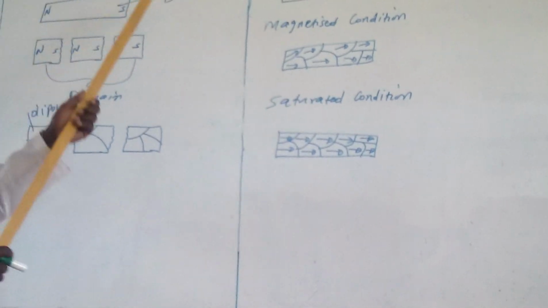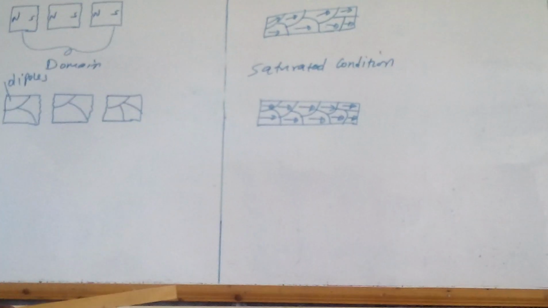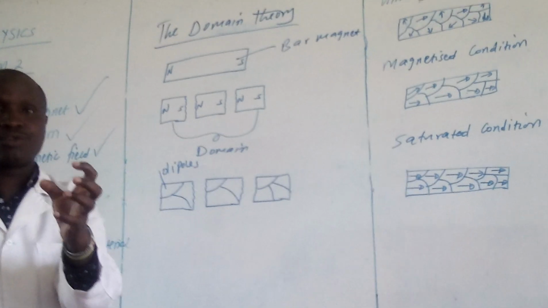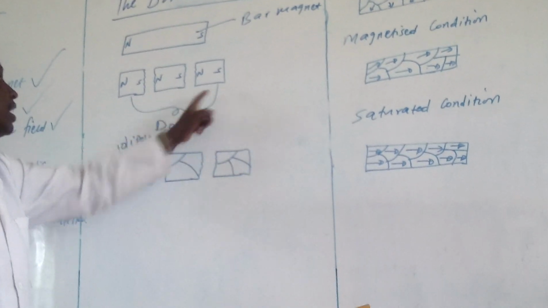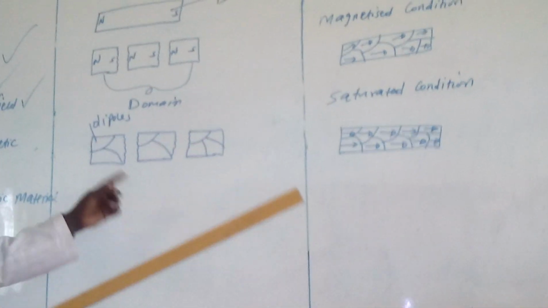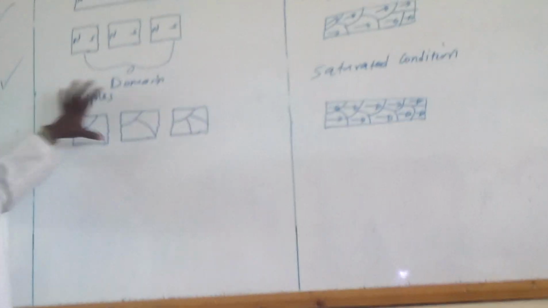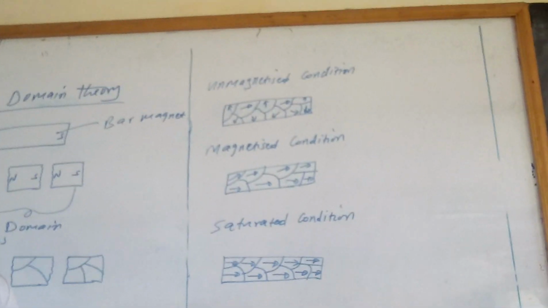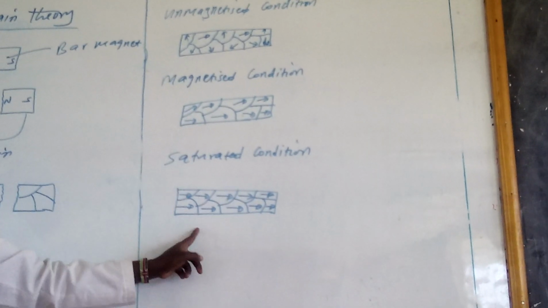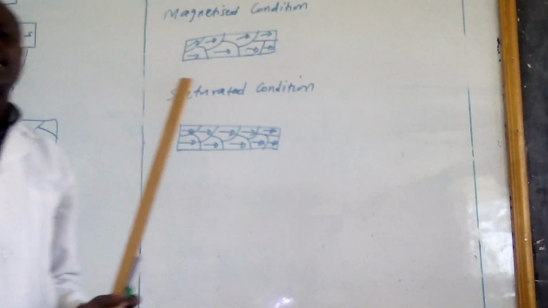So that is about the domain theory. This is what we have in the domain theory. We have the domain itself. We say when we break a magnet, it will have a group of magnets, which is called the domain. And that domain has smaller subatomic magnets, which are called the dipoles. So all of these are the dipoles. And the dipoles depend on the condition of that material. If it is magnetized, it is this. If it is saturated, this one.